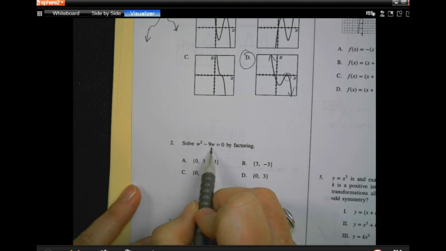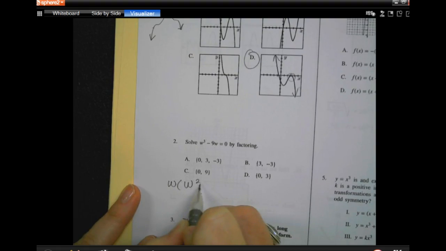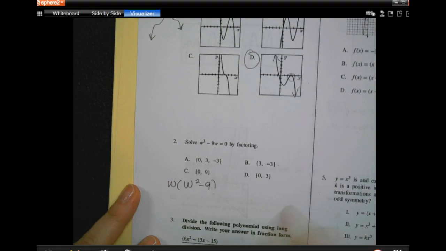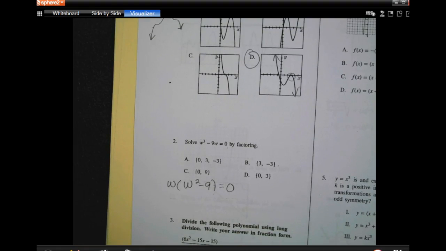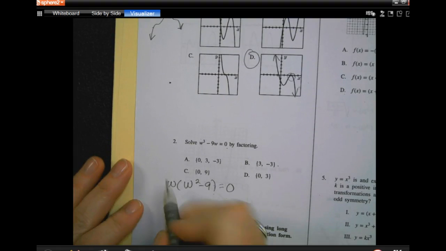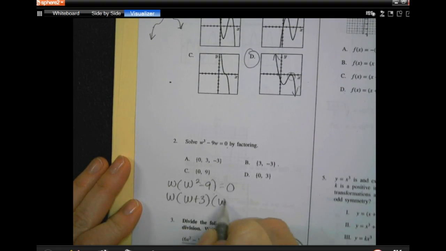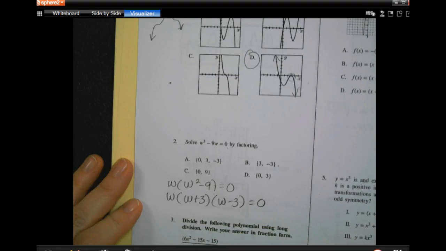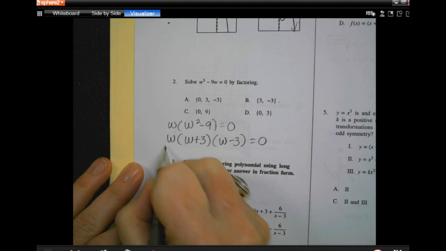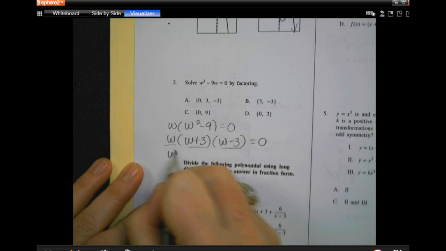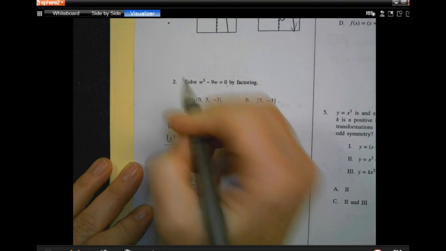So w to the third minus 9w, I have a w in common. And the w squared minus 9 factors. So if I set each of these equal to 0, I get w equals 0, negative 3, and positive 3, which is a.